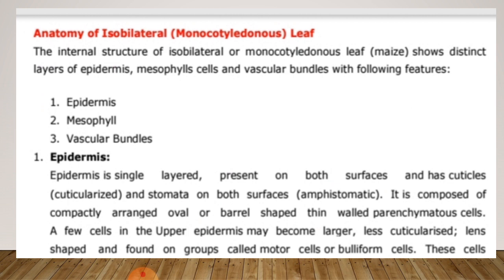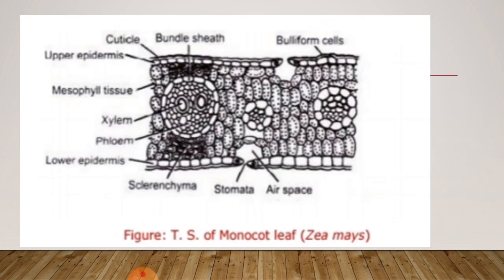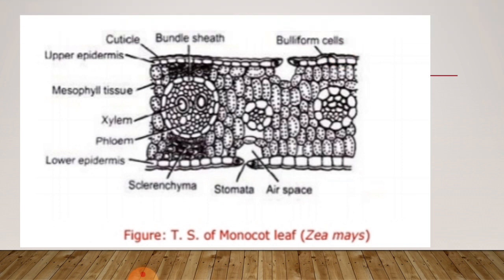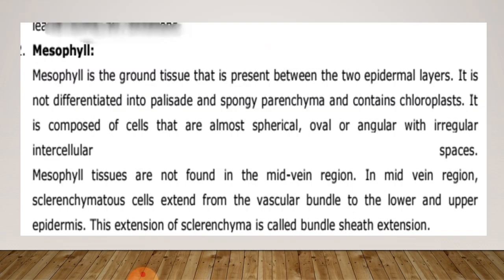A few cells in the upper epidermis may become large, less cuticularized, linear-shaped, and found in groups called motor cells or bulliform cells. So far as the upper epidermis is concerned, there are some cells which are much larger in size. These cells are known as bulliform cells.